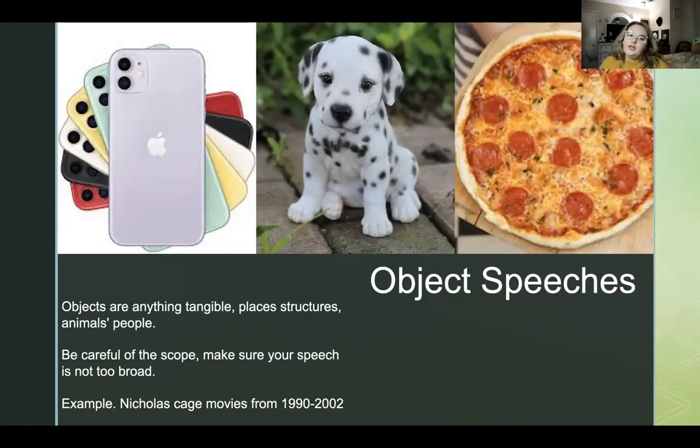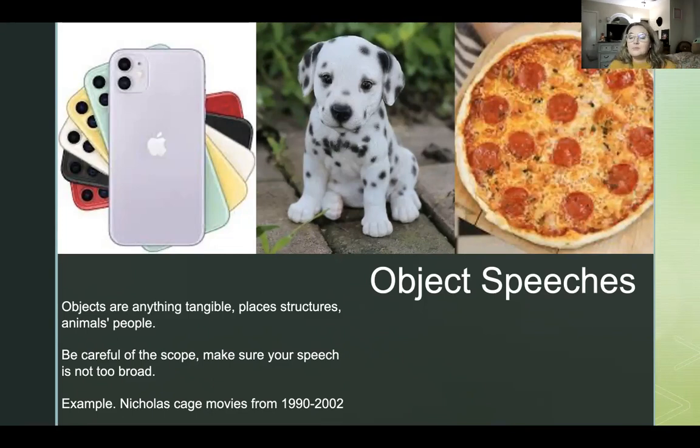And what you want to do when you're giving an object speech is be careful of the scope. What I mean by that is that sometimes you could pick a subject that's really broad and it's just way too much information. It wouldn't be adequate to give you everything about this broad subject. So you want to narrow your scope a little bit. Put it under a microscope.